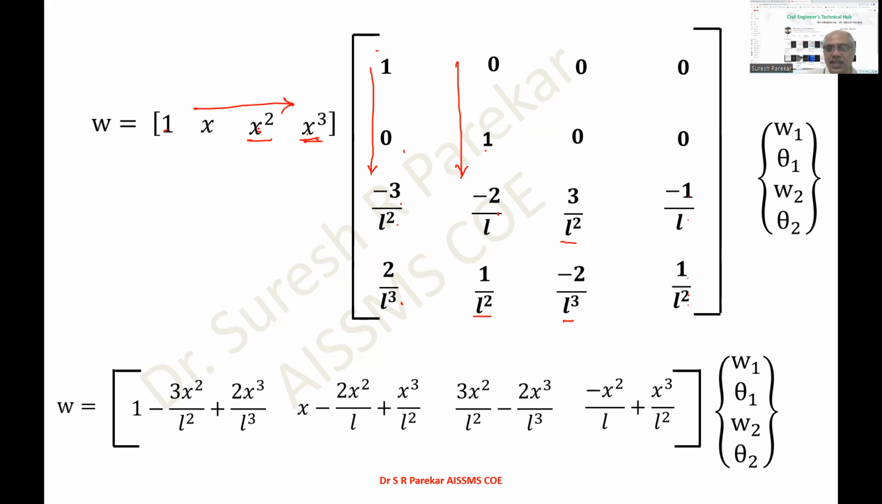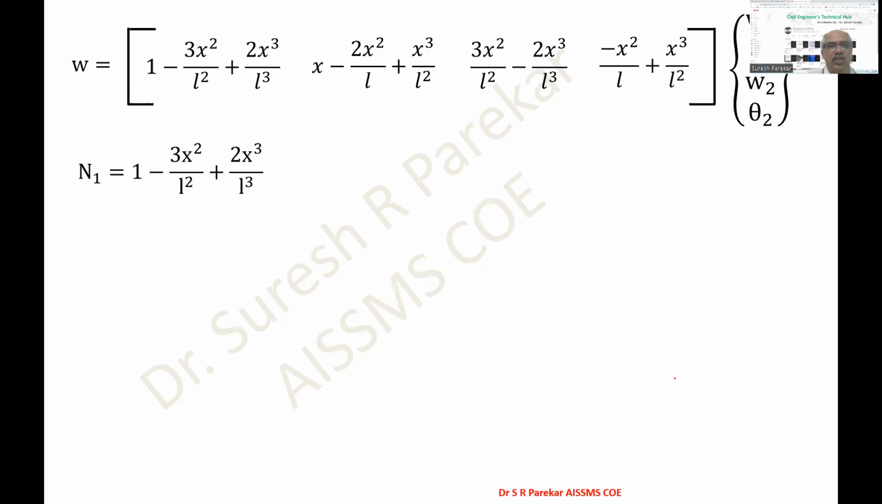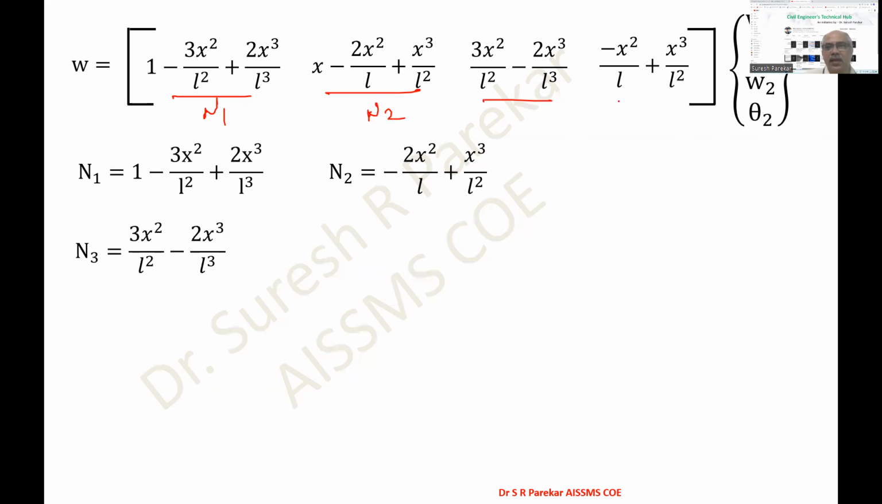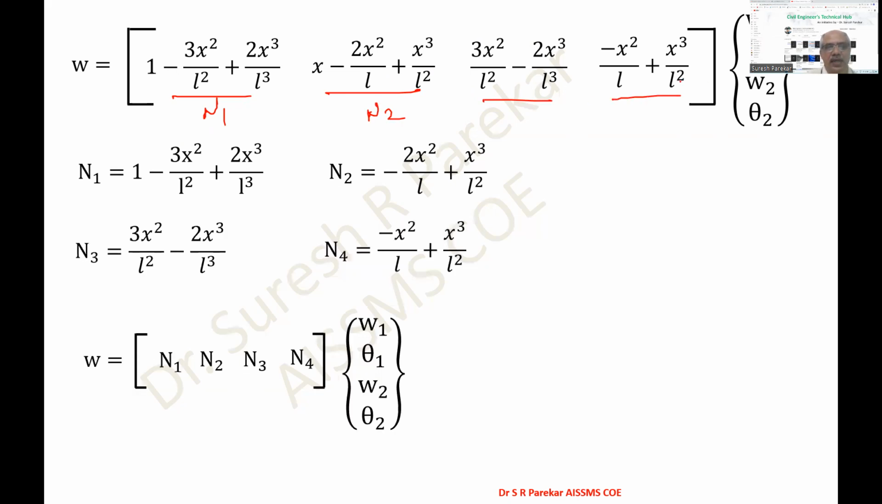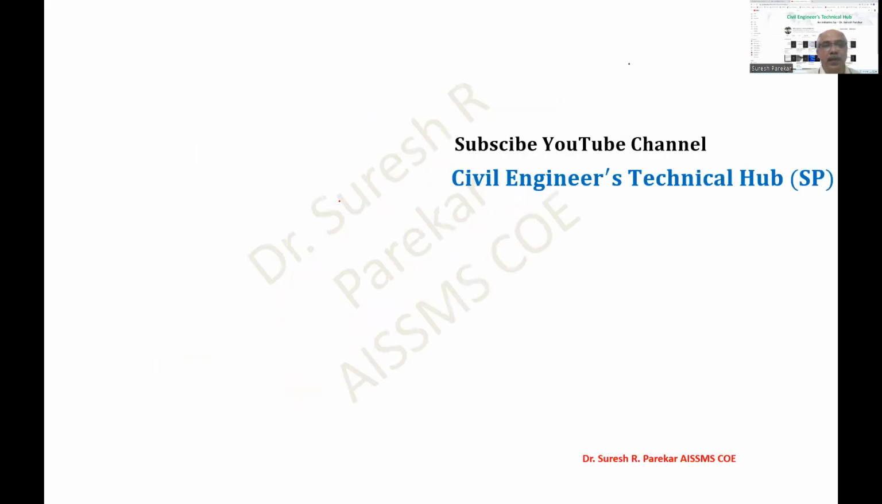And then we have as it is W1, θ1, W2, θ2. So these are known as shape functions. This will be N1, this will be N2, this will be N3, and this will be N4. So we can write it in this fashion. And so for the beam element in Cartesian coordinates, we have the values of shape functions N1, N2, N3, and N4. So likewise, we have to go for the two-noded beam element. Now we will stop here only.